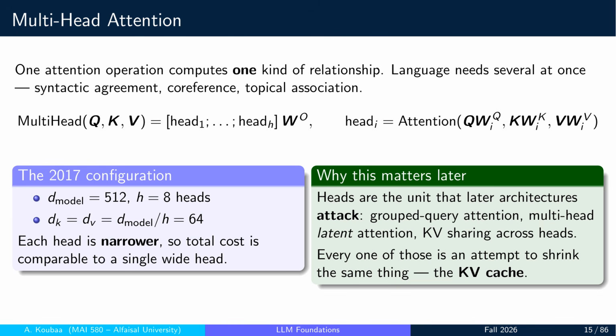Now, read the right-hand column, because it is a forward reference. Heads are the unit that later architectures attack. Grouped query attention, multi-head latent attention, and key value sharing across heads. Every one of those is an attempt to shrink the same thing, the KV cache. Keep that word in mind. We reach it in 5 slides.